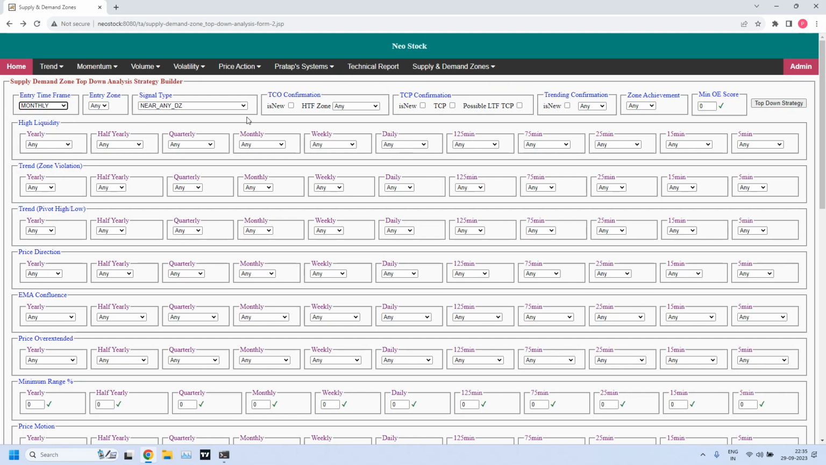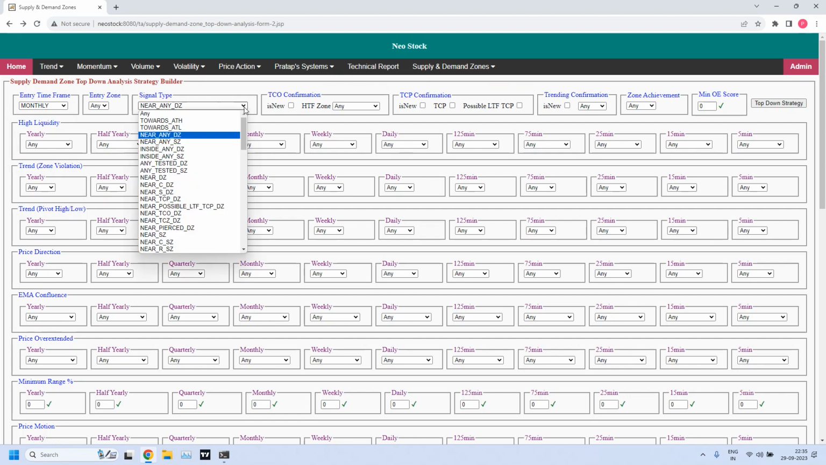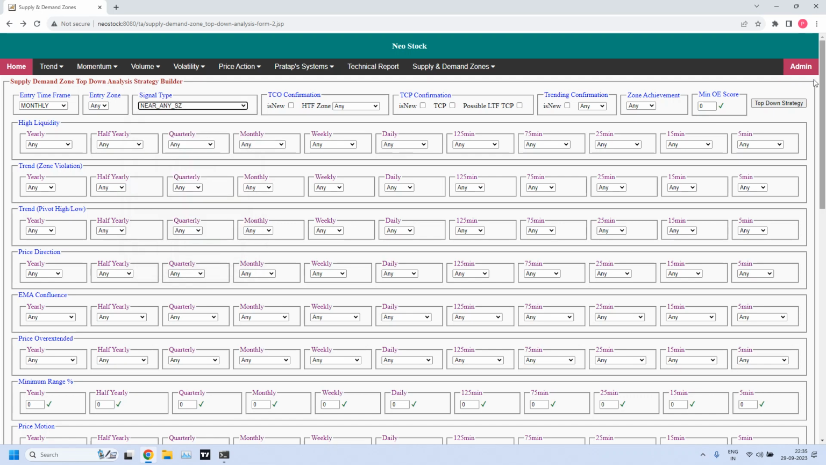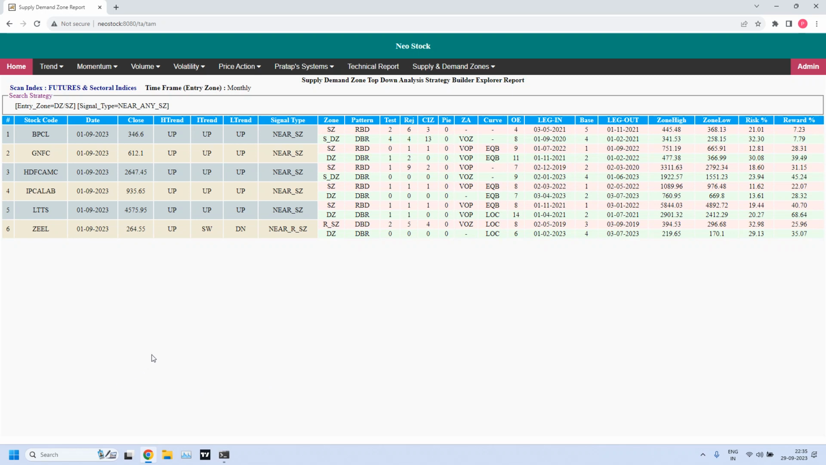For the monthly time frame, let us filter the stocks which are near to the monthly supply zone. So 6 stocks are filtered. We have only one high liquidity zone, that is Z Limited. And remember, the LTF time frame or entry time frame is monthly.